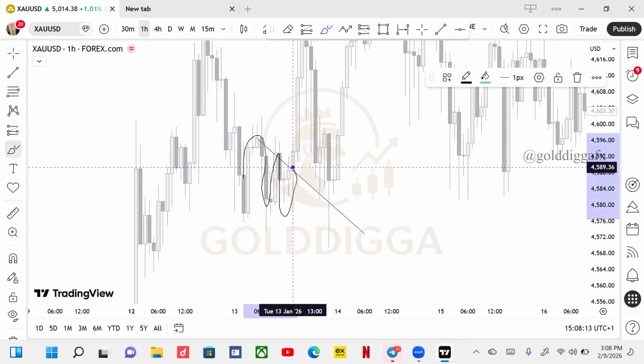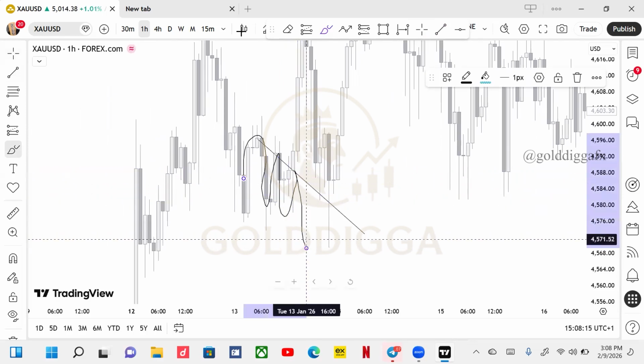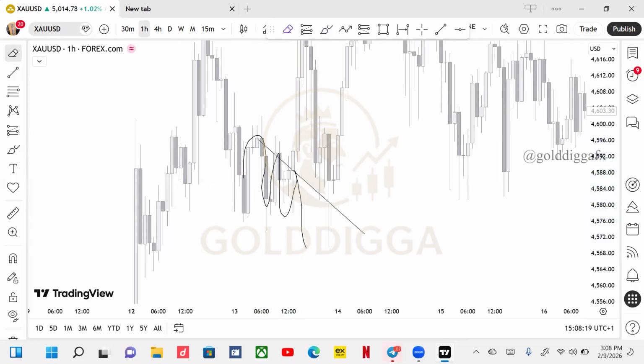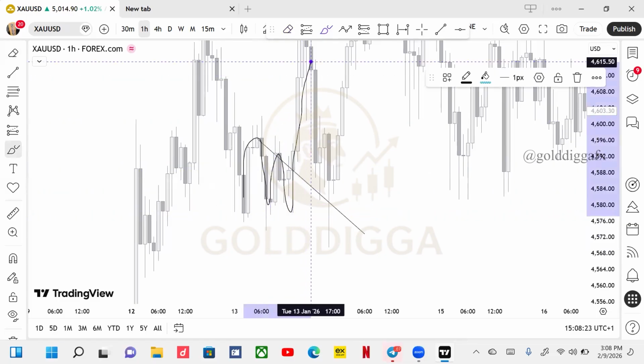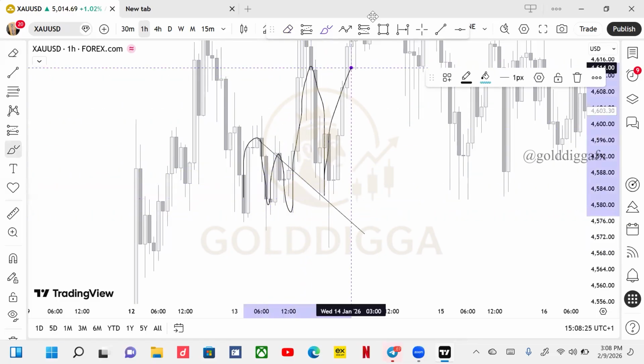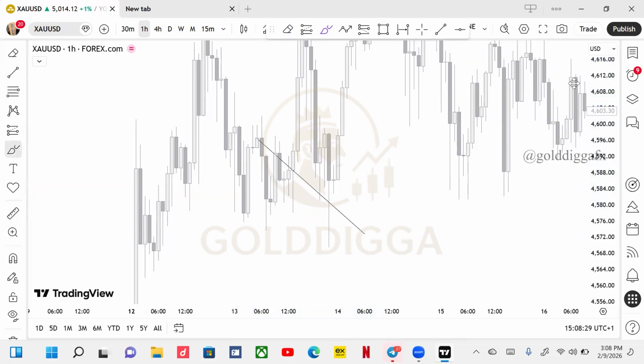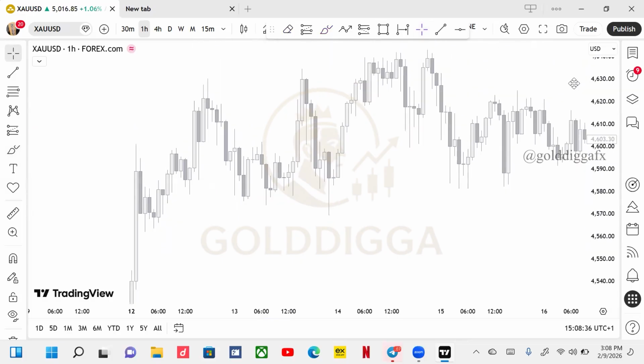Instead of price tapping and selling again, price does this. When price came back to the trend line, buy. So that's another example of a bullish continuation trend line. I mean break and retest trend line, sorry. Break and retest trend line for the bullish version.